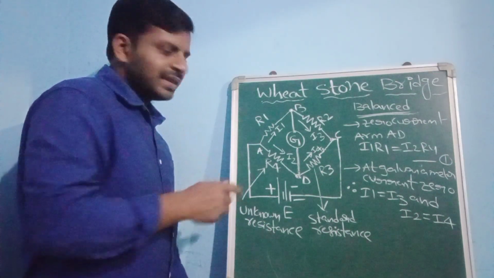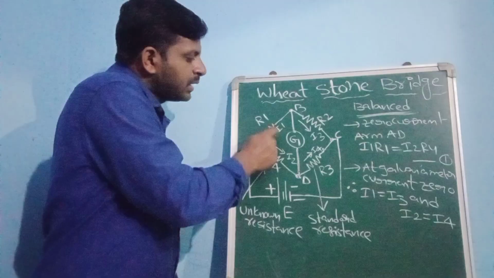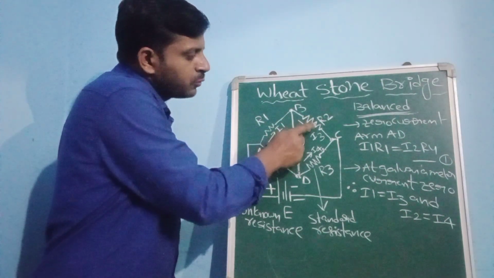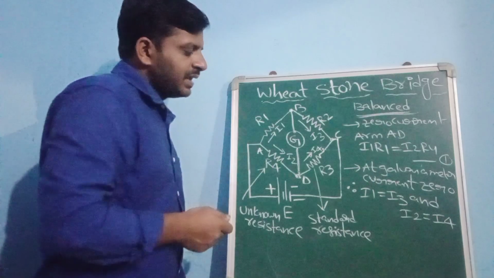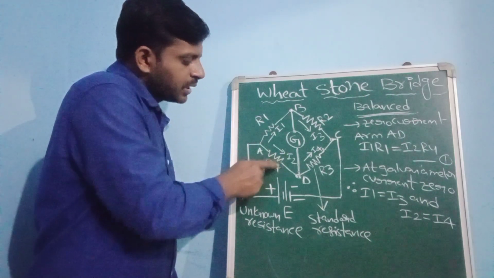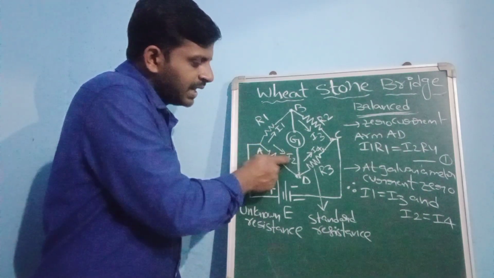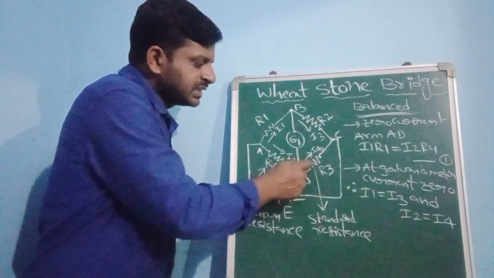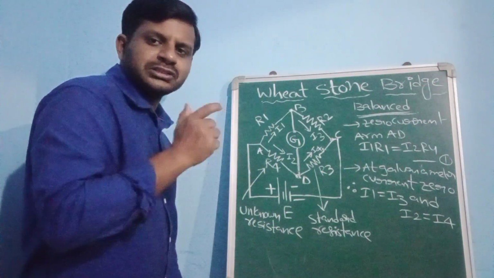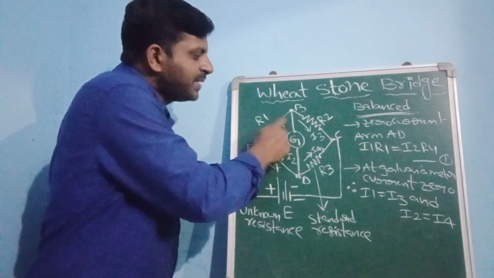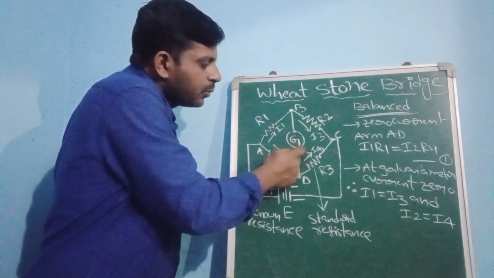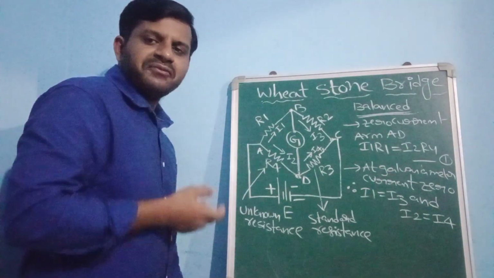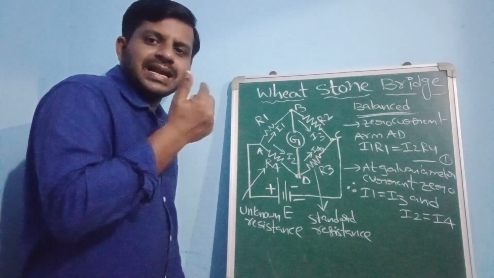Here, the current flowing through the R1 arm is given as I1, the current flowing through the R2 arm is given as I3, the current flowing through the R4 arm is given as I2, and the current flowing through the R3 arm is given as I4. Let us assume like that. Between the arms we are placing a galvanometer, which is also called a null detector.